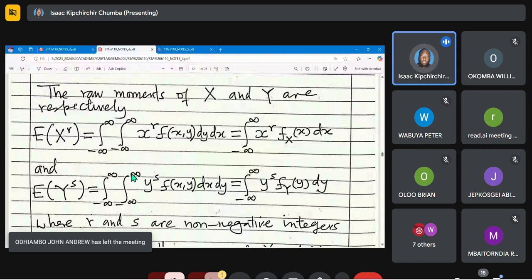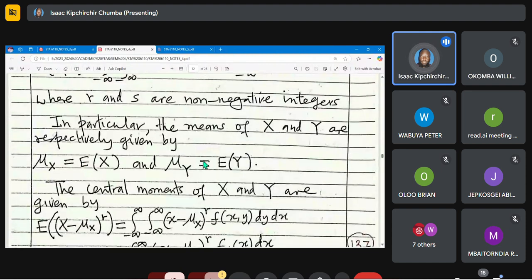The most important cases are when they are positive integers: 1 gives the mean, 2 gives the second moment, which you require for the variance. The third moment you will require for the aspects of skewness, the fourth moment for kurtosis, and so forth. In particular, we are going to use these notations for the means. Formerly we were using mu for the mean generally. Now, because we have two random variables, we distinguish them. We call mu subscript X the mean of X, and mu subscript Y the mean of Y.